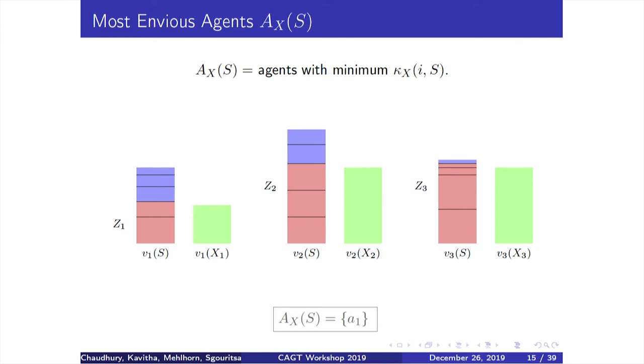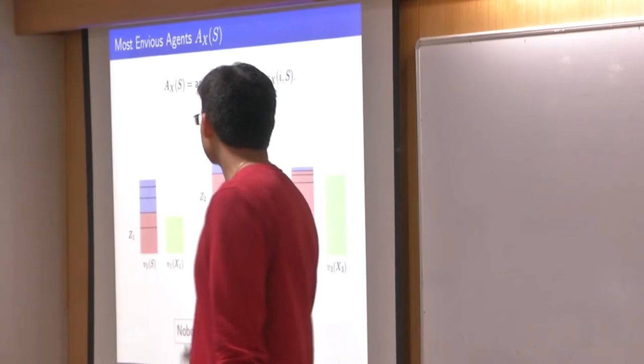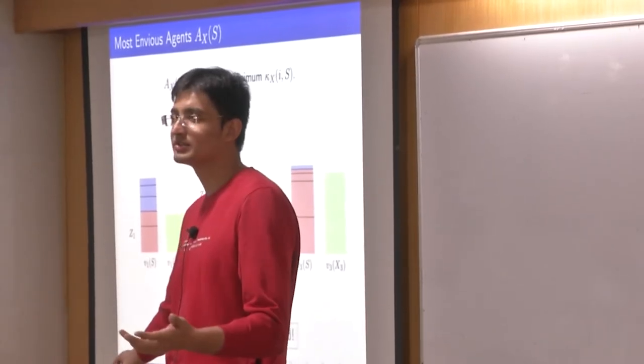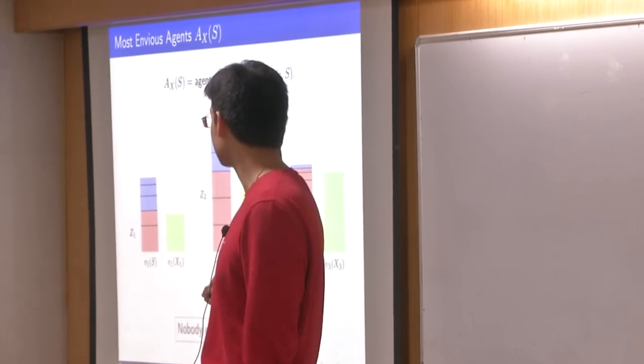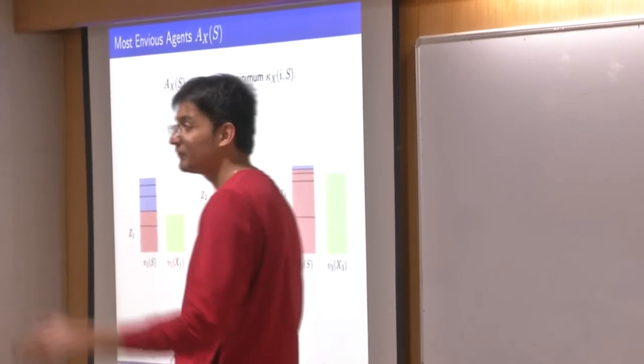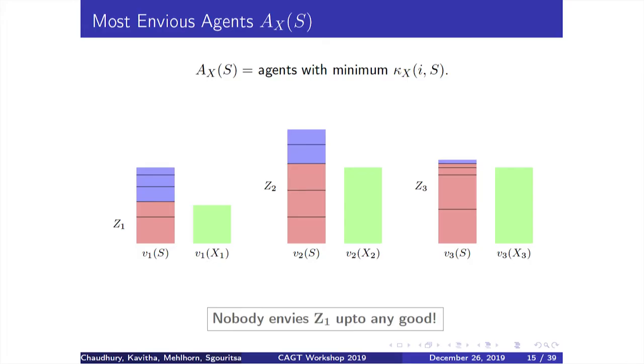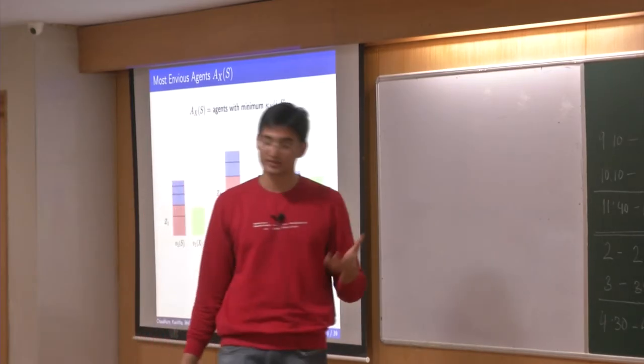So why is this set interesting? Well, first of all, this set is more valuable to this agent than X1. And more importantly, no other agent envies this set up to any good, right? Because for any subset of S, for 2 to envy, it has to have size at least 3. For any subset of S, for 3 to envy, it has to have size at least 4. There might be ties, because there might be other agents who might also have the size of Z_i to be 2, but there won't be envy following the removal of a good. So nobody would envy this set up to any good. So this is why this set is interesting.